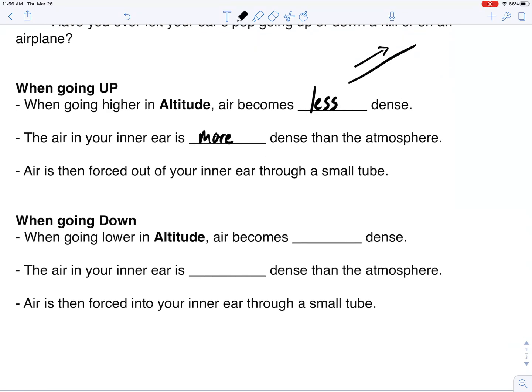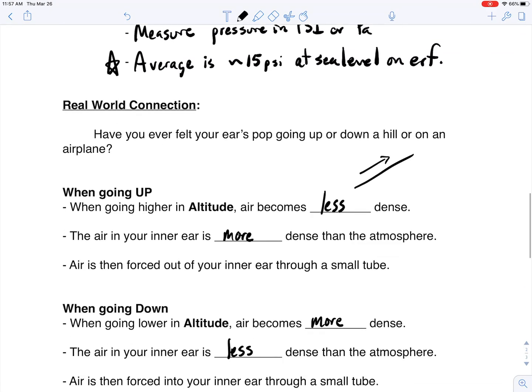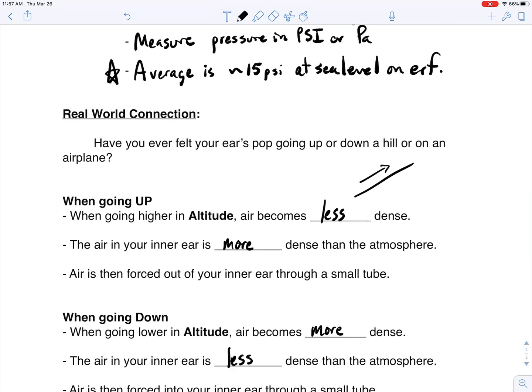Now, when you drive back down the mountain, or when you come down to land in an airplane, as we go lower, the air is becoming more dense very quickly as we lose altitude. The air in our ear, which was last equalized way up high, is actually less dense than the atmosphere. What's going on is you feel your ears pop on the way down because air is forcing its way into your ear, because all of a sudden we're entering an area with higher air pressure as we go down in altitude. So that's all we have for notes today.